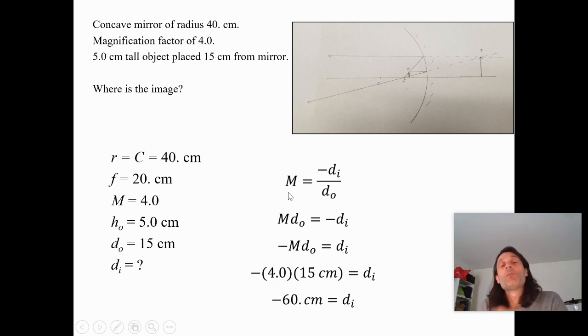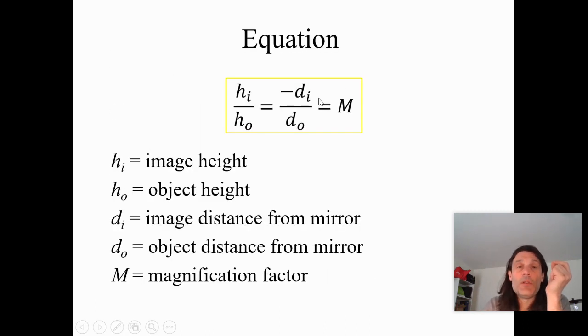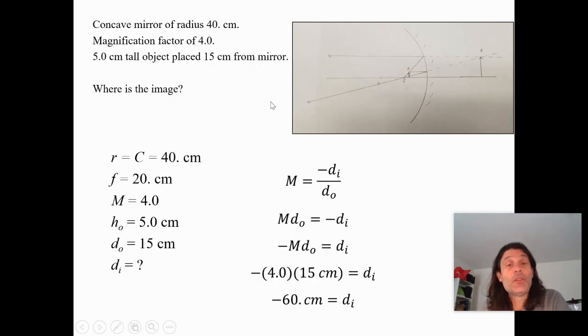So this is part of that equation that we talked about. M is negative DI over DO. So you can use any one of these two fractions, or you can even put these two fractions equal to each other. Any combination of these will be the math that you can use.